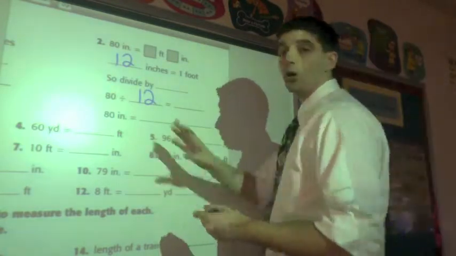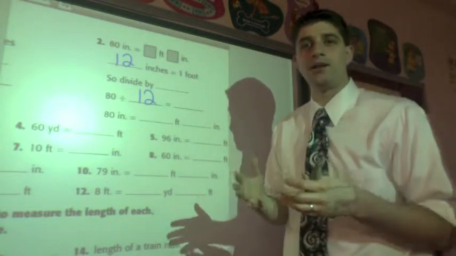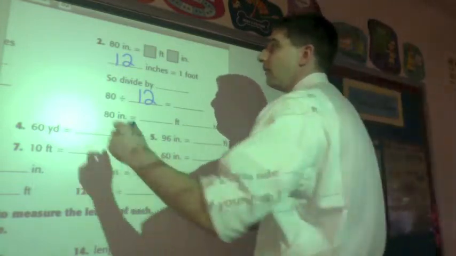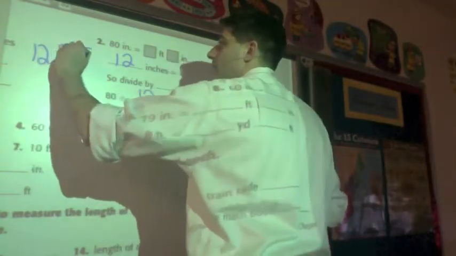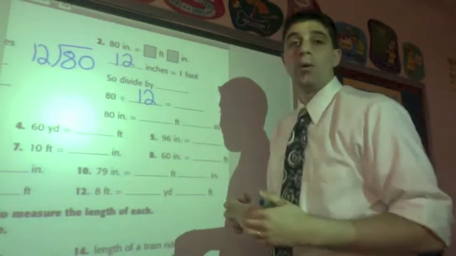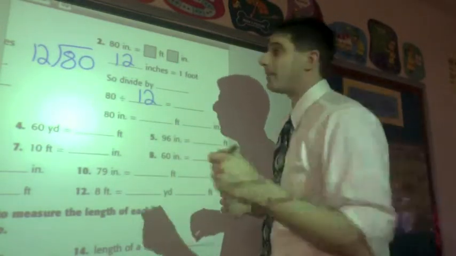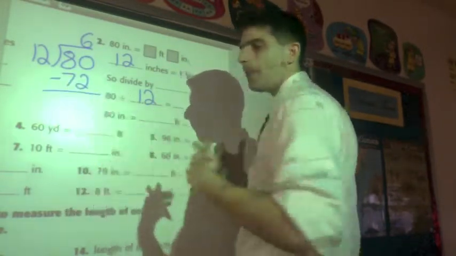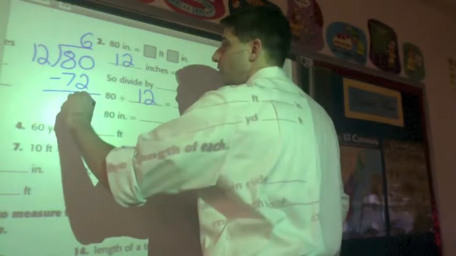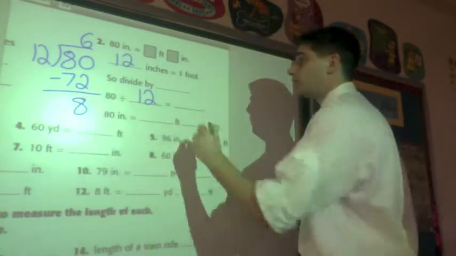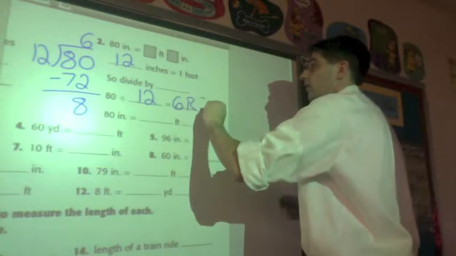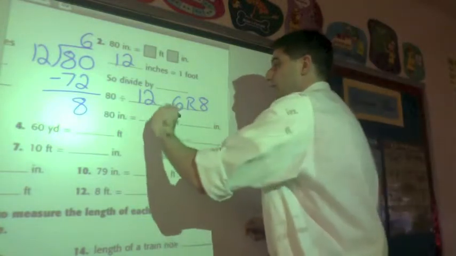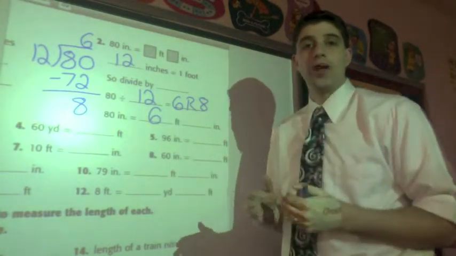So I'm going to do my work off to the side because I never want to do this work mentally. It's how we get problems wrong, and it's just foolish to do it mentally. So I'll do 80 divided by 12, and I know that 12 goes into 80 6 times, and 6 times 12 gives me 72. And I do a little subtraction, and I have a remainder of 8. So my answer is 6 remainder 8.